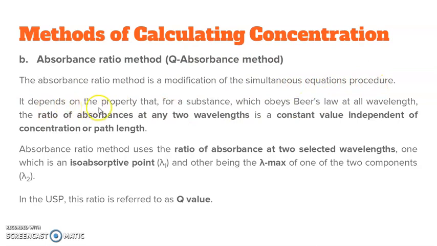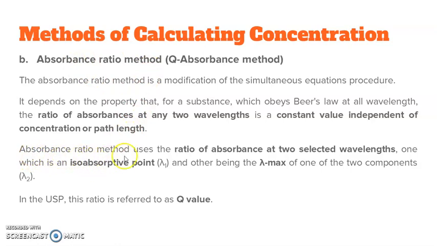It depends on the property that for a substance which obeys Beer's law at all the wavelengths, the ratio of absorbances at any two wavelengths is a constant value independent of concentration and or path length. So the ratio of absorbances at any two wavelengths is a constant value which is independent of the concentration or path length. This particular property is utilized in this absorbance ratio method.